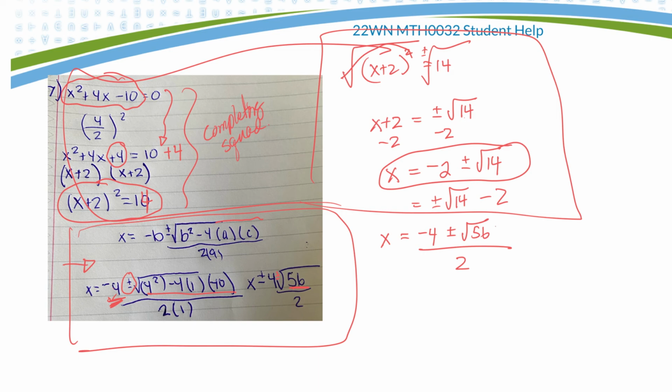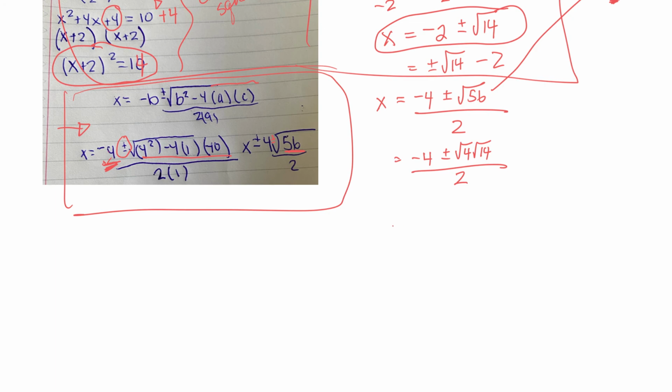Okay, so again with 56, like that other question, I look for a number that'll divide into that evenly that I can take the square root of, and I think it's 4. So I can write 4 times 14. I think 4 times 14 is 56, and I use 4 because I can take the square root of that. So this will be minus 4 plus or minus the square root of 4 times the square root of 14 all over 2. Okay, getting closer. I'm hoping I get the same as we got up there.